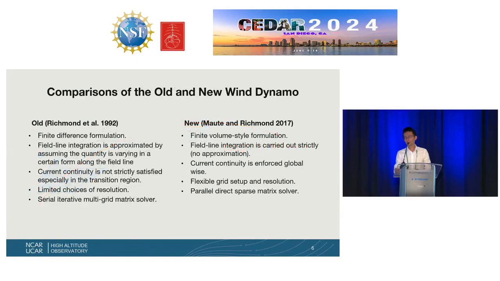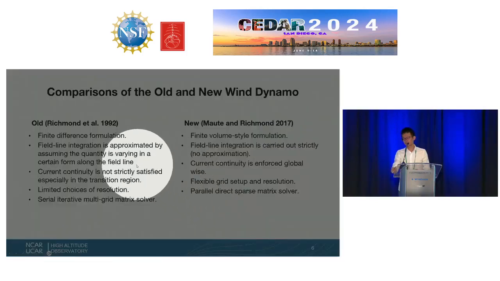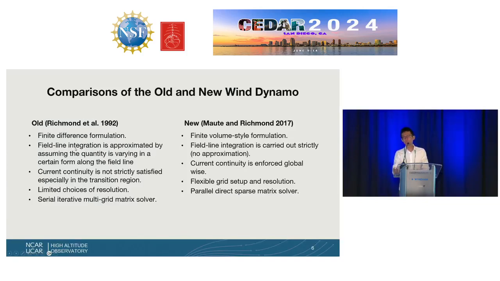So one may ask, why is there a new model? What is the difference between the old and the new dynamo? I listed some points here. The old dynamo uses a finite difference formulation, and the new dynamo uses a finite volume formulation. An important point is that in the old dynamo, the field line integration is not carried out strictly. It is approximated by assuming some quantities vary in a certain form along the field line.